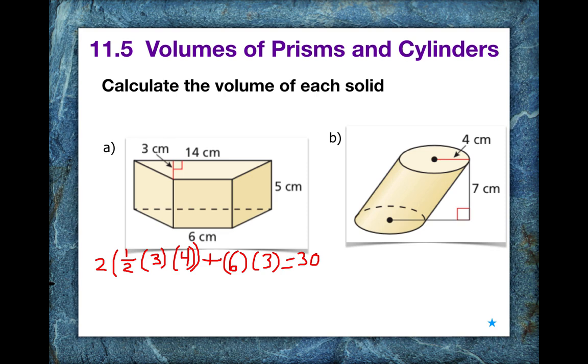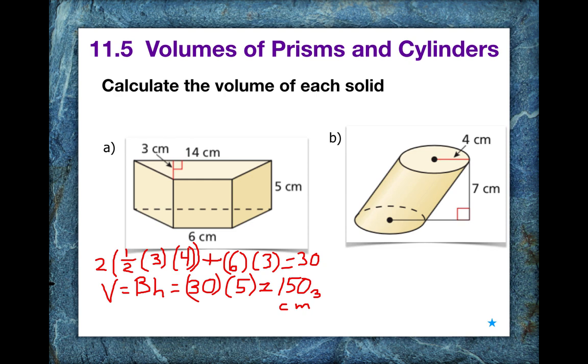Using the formula for volume, I'm just going to say that volume equals the base times the height. So the area of the base is 30, and the height is 5. So then the result is 150 centimeters cubed.